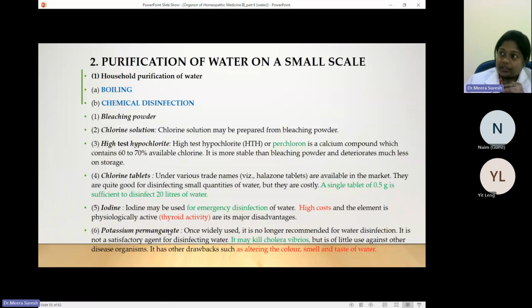And potassium permanganate, when we mix it, will impart a pink or magenta color, depending on the quantity used. So it was once widely used, but is no longer recommended nowadays. It is not a satisfactory agent for disinfecting water. It may kill cholera vibrio, but is of little use against other disease organisms. And also it is going to alter the color, smell and taste of water.